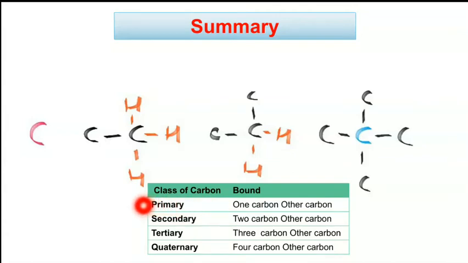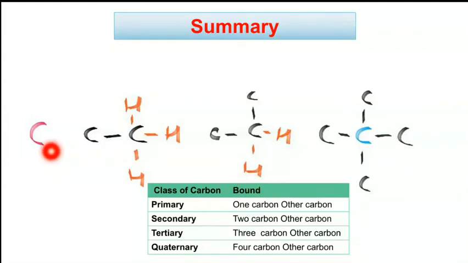So, summary of this video: you can see the classes of carbon are primary, secondary, tertiary and quaternary. You can see the structure, this one is the first, so this carbon is directly attached to one carbon atom, hence it will be the primary carbon atom. Then the second structure, this carbon atom is a secondary carbon atom, with two carbons attached to it. In the tertiary carbon atom, three carbons are attached to the carbon atom, and the last one, quaternary, has four carbons attached to it. Hence you only have to remember the attachment of carbon atoms.